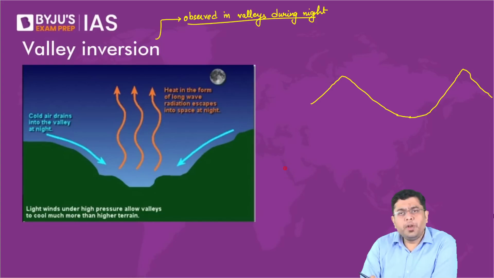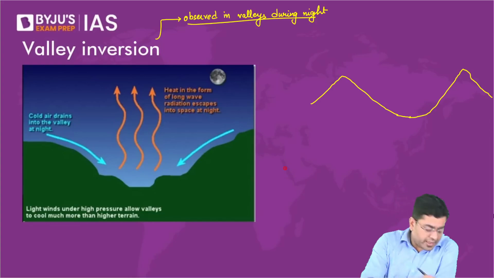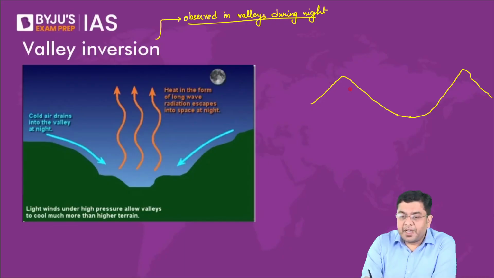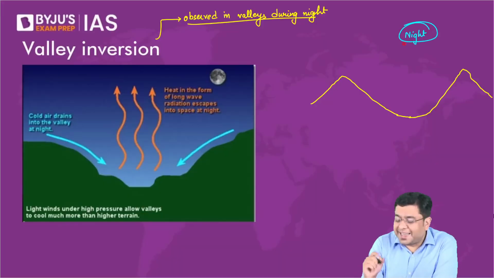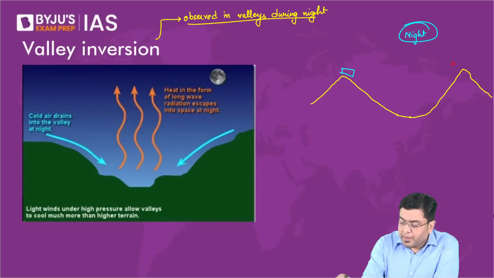Now, during night time, if I ask you about the conditions which will prevail, the temperature at the top of the mountain, will it be low? Yes or no? Temperature at the top of the mountain during night, will it be low? Significantly? So, considering the night situations, if the temperature is low, can we say we will have cold air here? In both these areas, we can say we will have cold air.